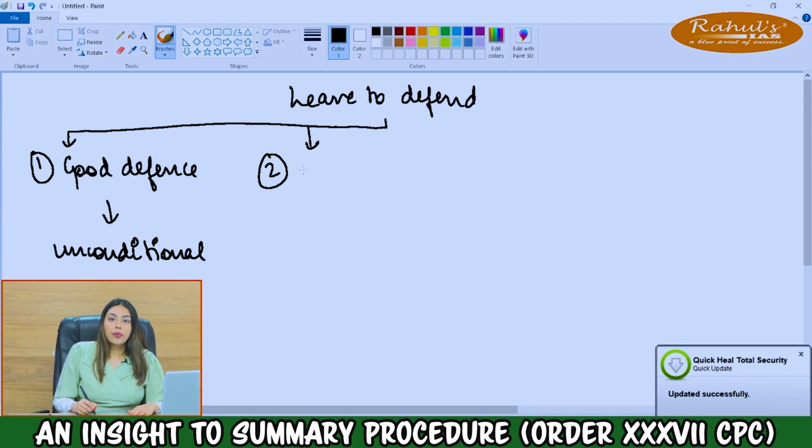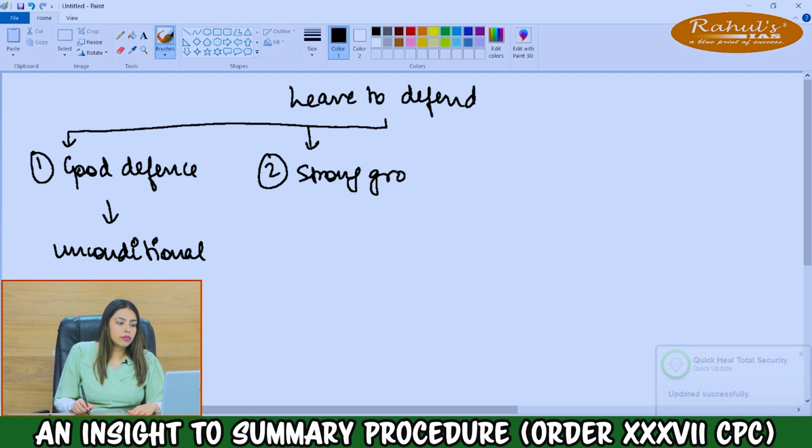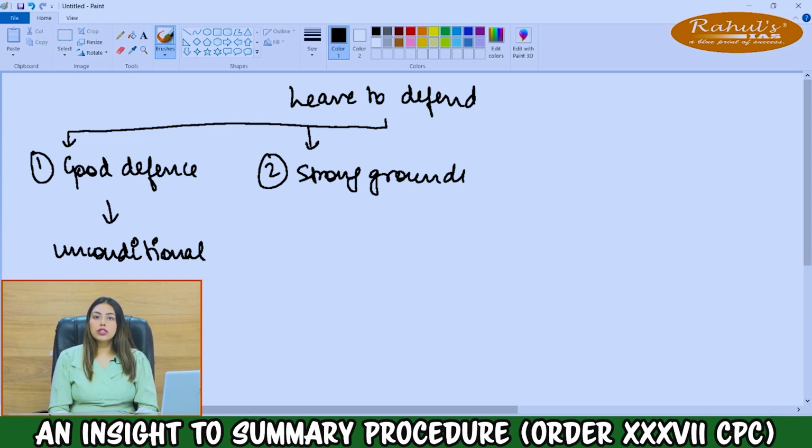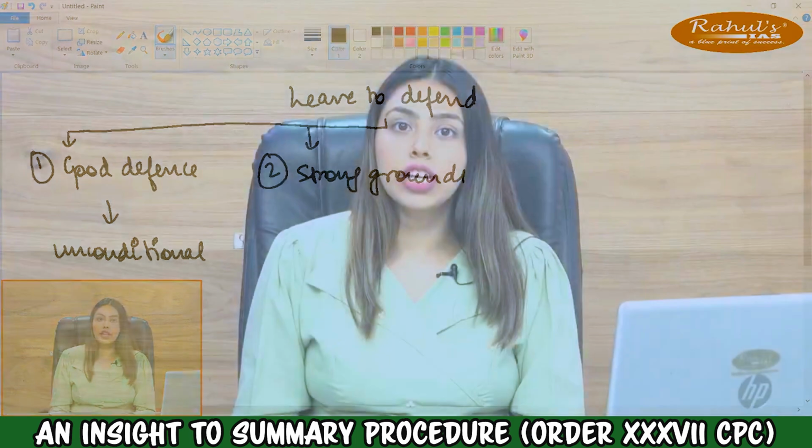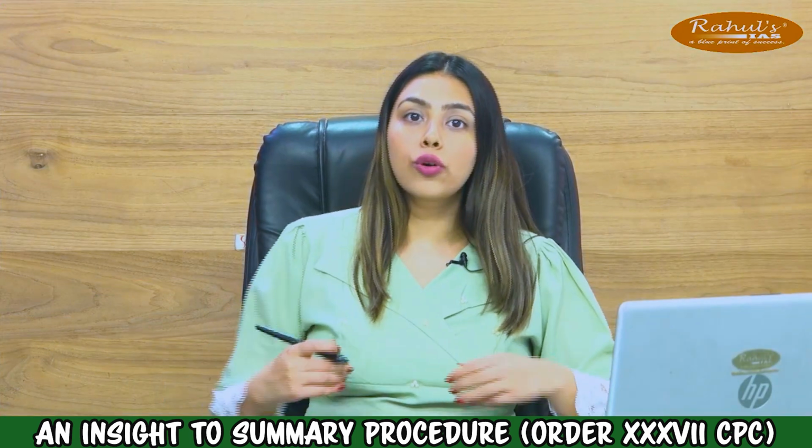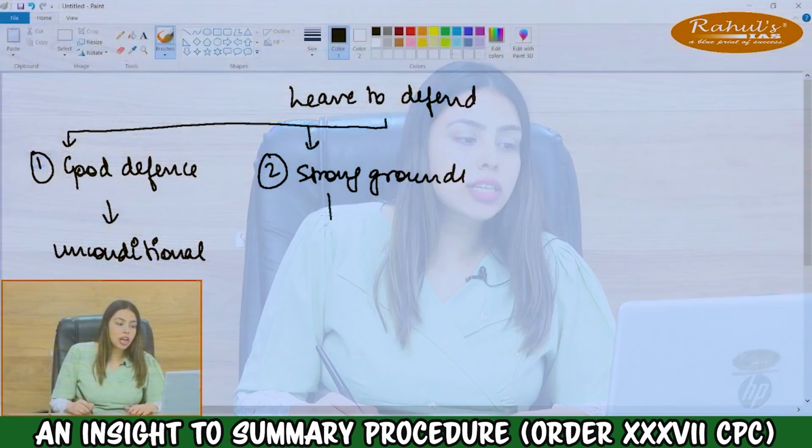Second, where the defendant shows strong grounds. Now here the court does not believe that the defendant will be successful. However, he has contestable issues. Now here also the leave to defend will be granted unconditionally.